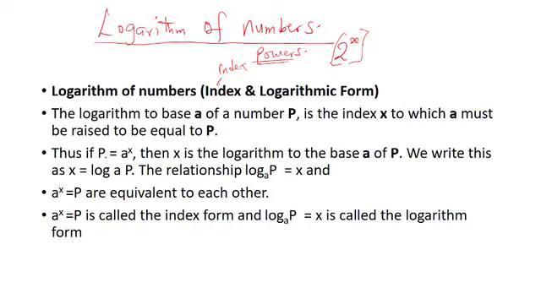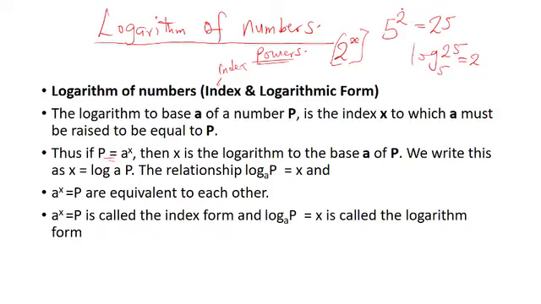So this is what they are trying to explain. If you have p equal to a raised to power x, then x is the logarithm to base a of p. We write it as x equals log p to base a. So this is to tell us that when we have 5 raised to power 2 equals 25, it's the same thing as log 25 base 5 equal to 2.